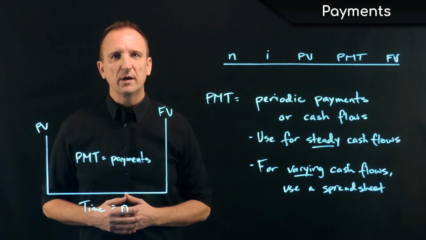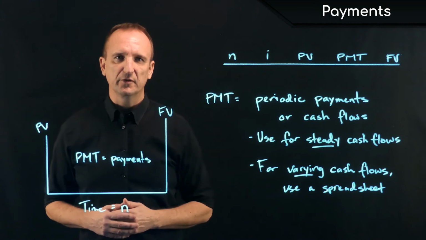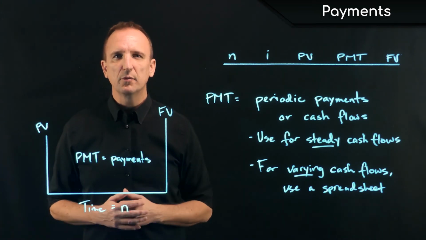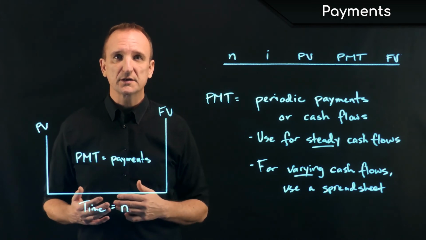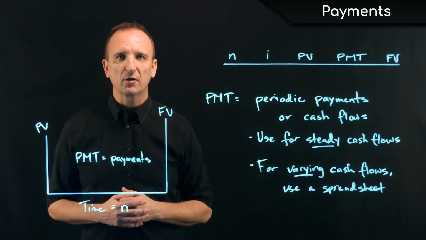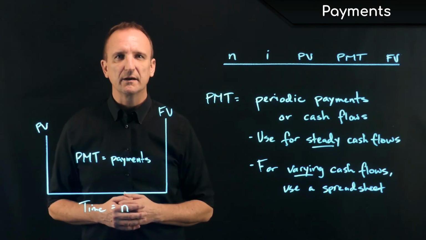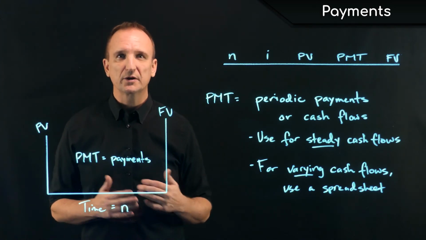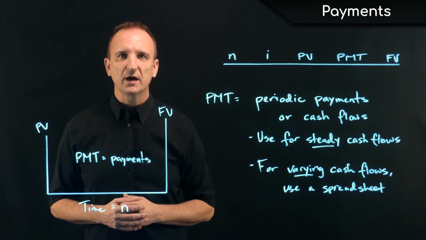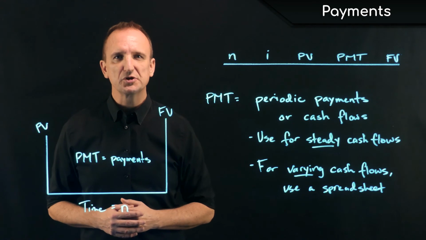But one thing I recommend is that if you have varying cash flows that are different throughout the life of the investment, I don't recommend putting those into the calculator. It is possible to do it, but it's pretty arduous and it's very easy to make a keystroke error or some mistake, and not very easy to backtrack and find out where you went wrong. So whenever you have varying cash flows, I strongly recommend using a spreadsheet.